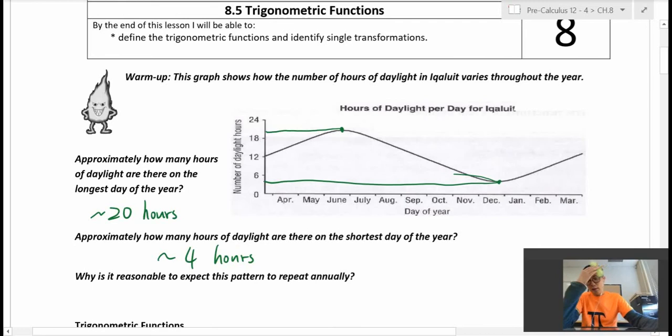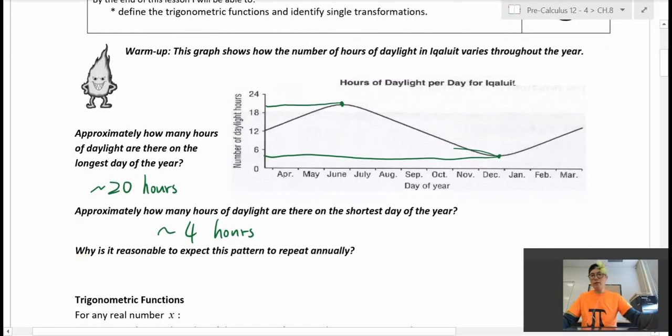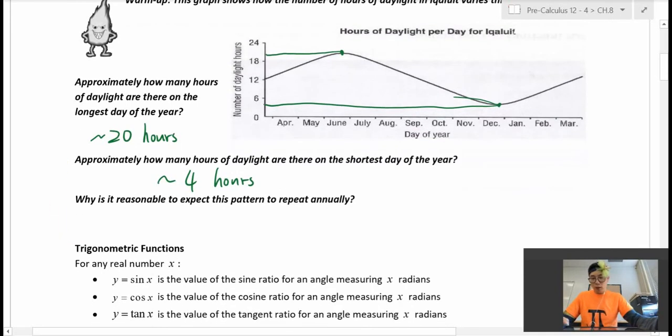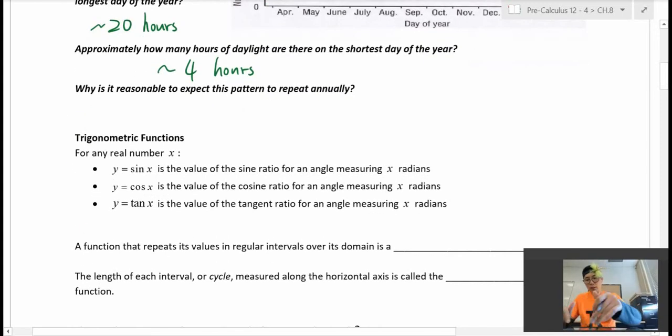Finally, the question asks, why is it reasonable to expect this pattern to repeat annually? Because the number of hours of daylight shouldn't change all that much from year to year. It should repeat itself over and over, year after year. So it is definitely reasonable to expect this pattern to continue throughout the next 10 years, 20 years, or even longer. Anytime we have a graph where the pattern continues or repeats, we call this, we're going to skip this middle part first.